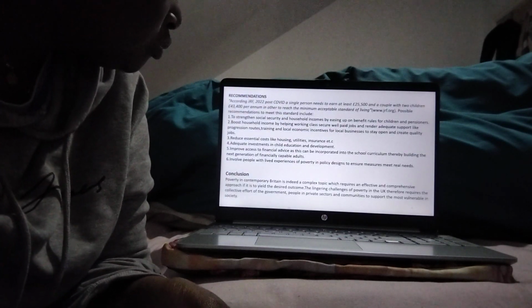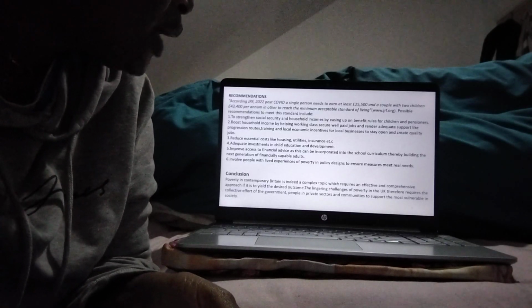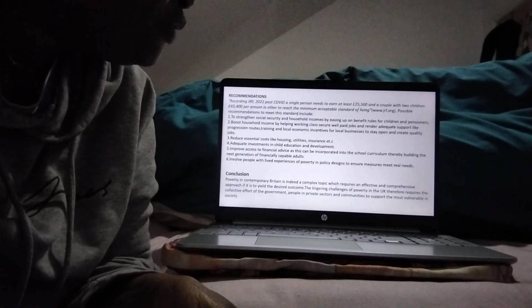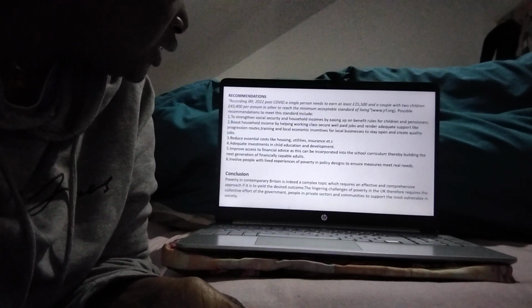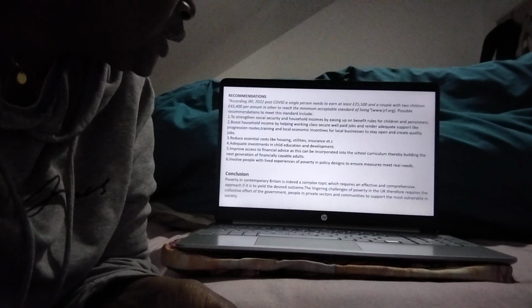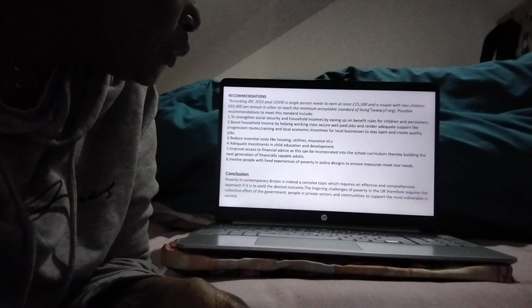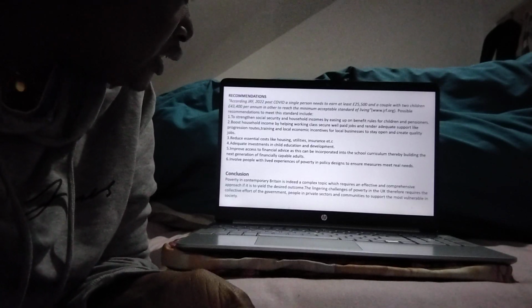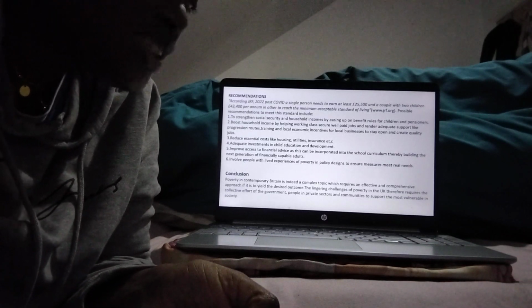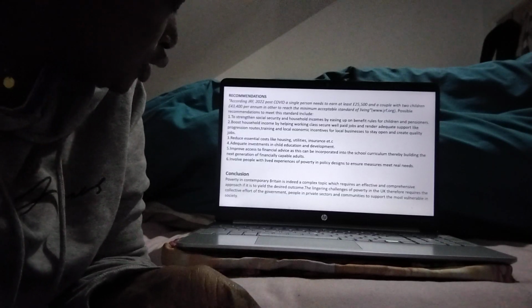Number 1, strengthen social security and household incomes by easing up on benefit rules for children and pensioners. 2, boost household income by helping working class secure well-paid jobs and render adequate support like progression routes, training, and local economic incentives for local businesses to stay open and create quality jobs.